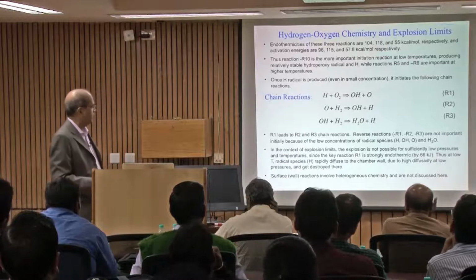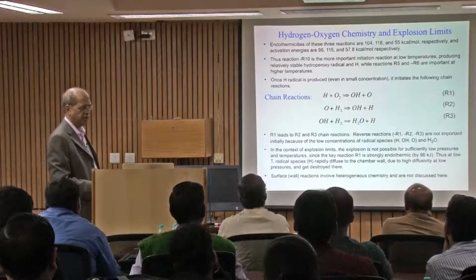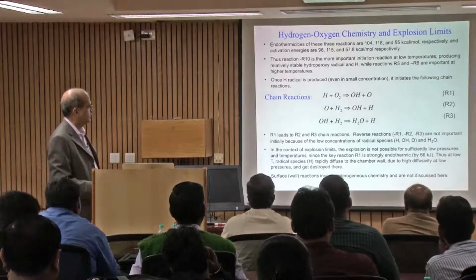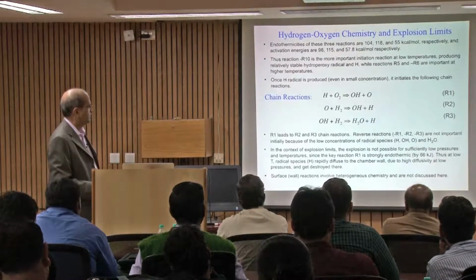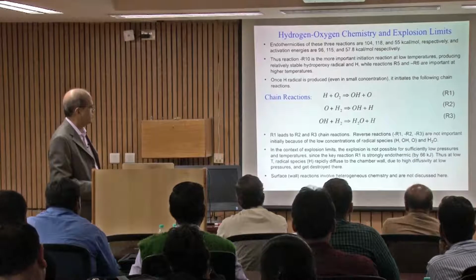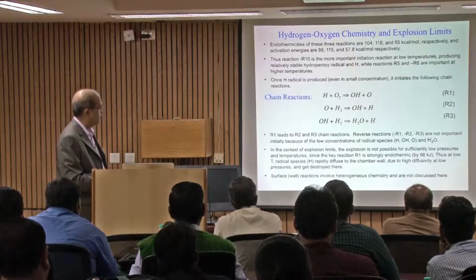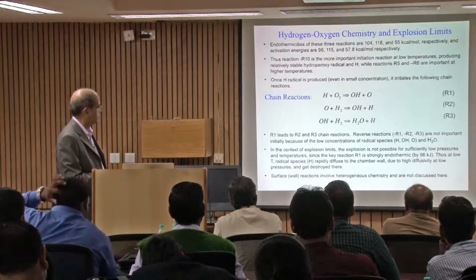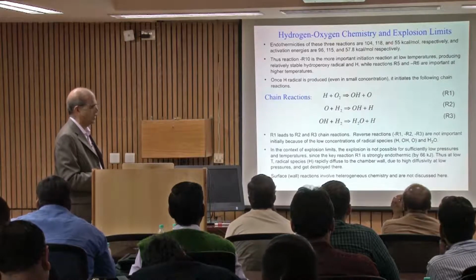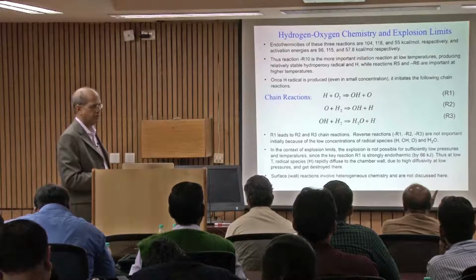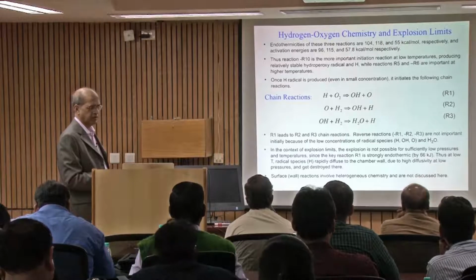Now if you look at these three reactions, those are the endothermicity of these three reactions. All three are endothermic, so they require energy. The activation energies are also given. If you look at the values of the enthalpy of reaction, these are all positive, and for activation energy, you can see that the third reaction is more likely to happen at lower temperatures. Lower activation energy means this reaction will be more dominant at lower temperatures.